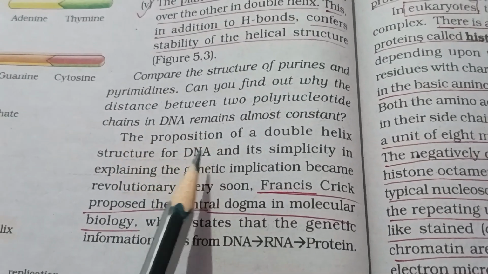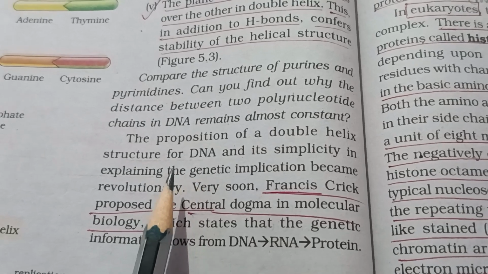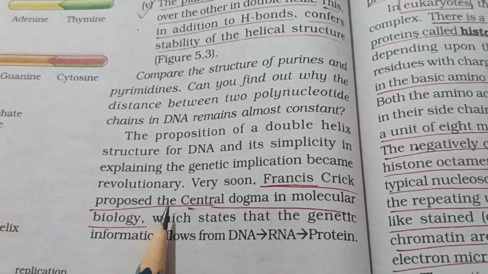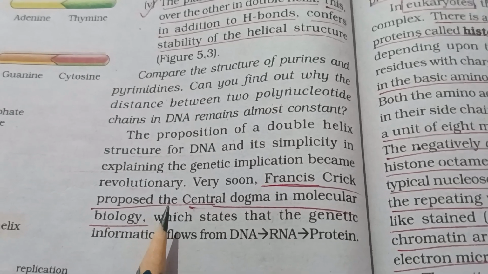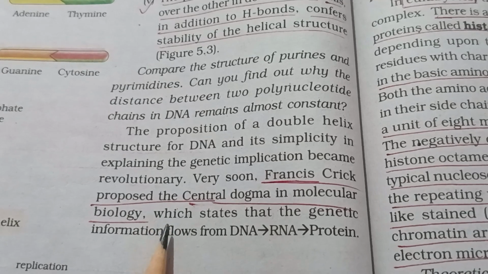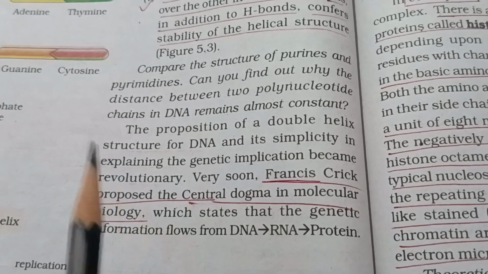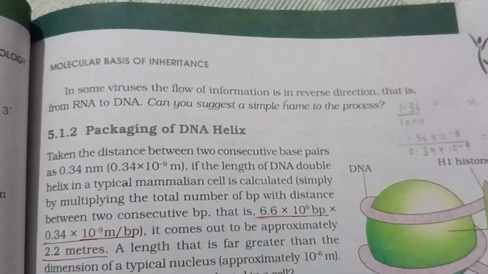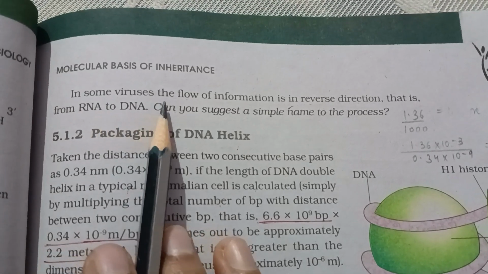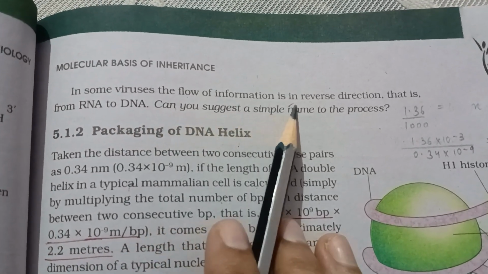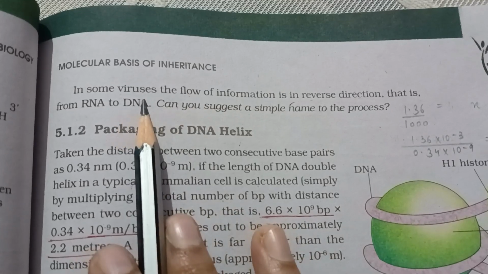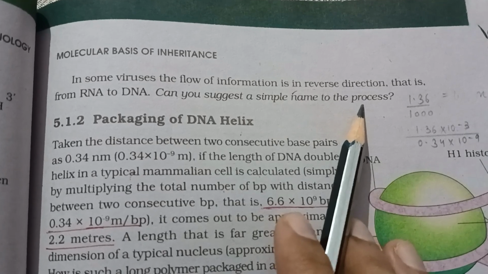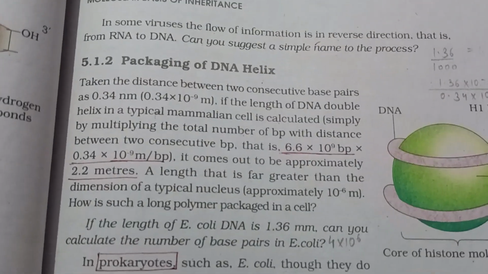The proposition of a double helix structure for DNA and simplicity in explaining the genetic implication became revolutionary. Very soon, Francis Crick proposed the central dogma in molecular biology, which states that the genetic information flows from DNA, then to RNA, to protein. But in some viruses, the flow of genetic information is in reverse direction. That is from RNA to DNA. Can you guess? Can you suggest a simple name to the process? Reverse transcription.